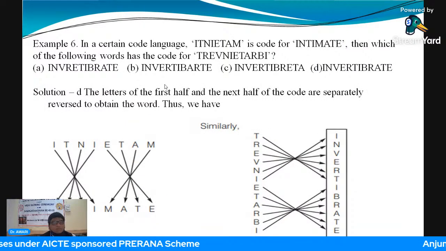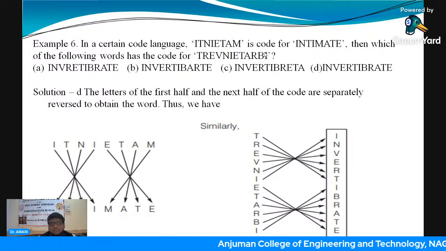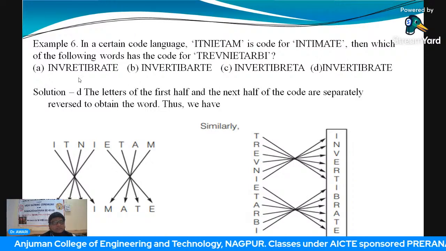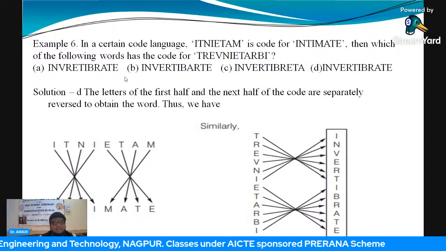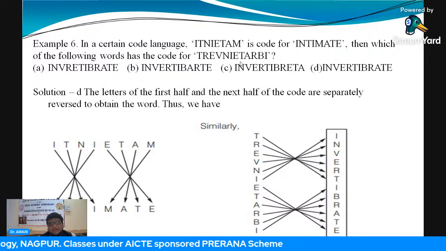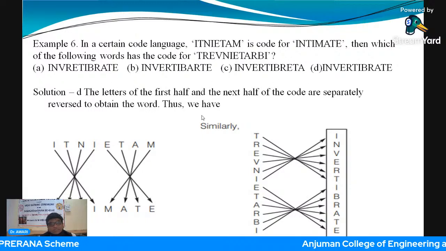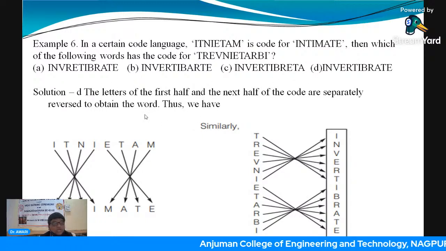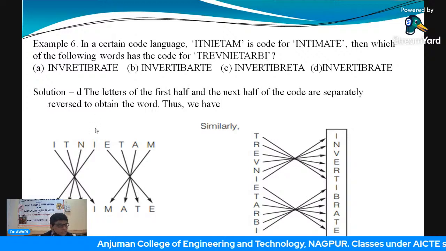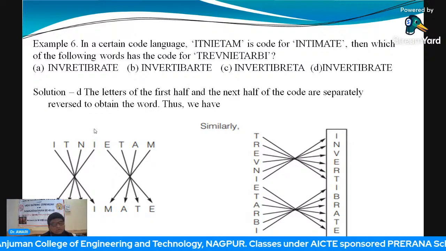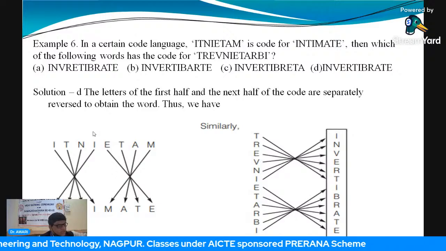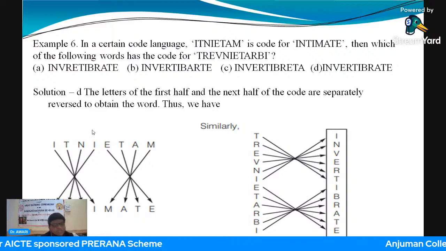Then taking the next example. In a certain code language, ITNIETAM is a code for INTIMATE. Then which of the following words has the code for INVERTEBRATE? So these are the options which are being given. Now don't try to guess, or don't try to answer the question illogically. You have to look at the questions logically, arrange it and try to solve it. These are all the methods which you are basically trying to study for our subject.